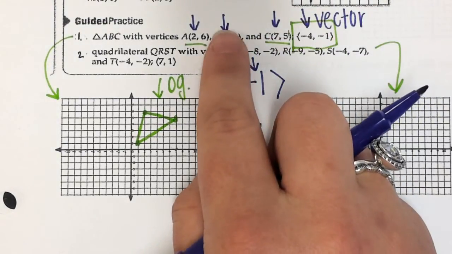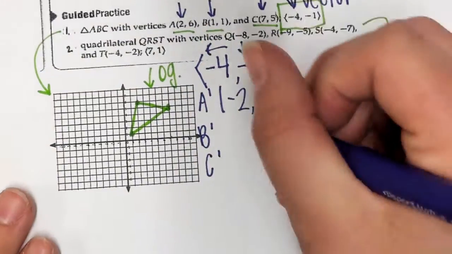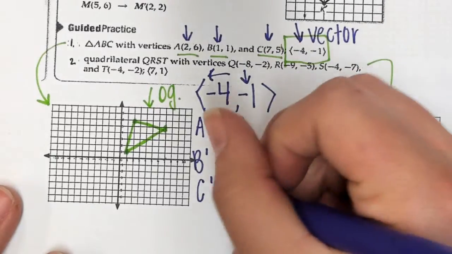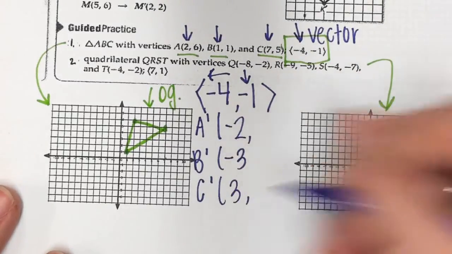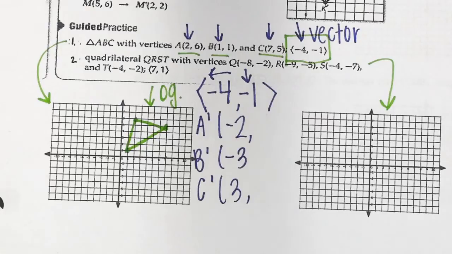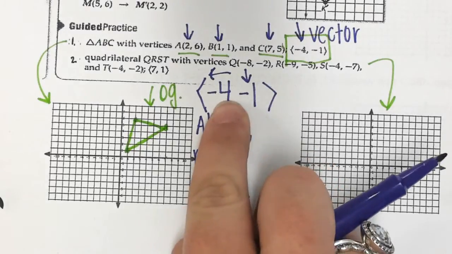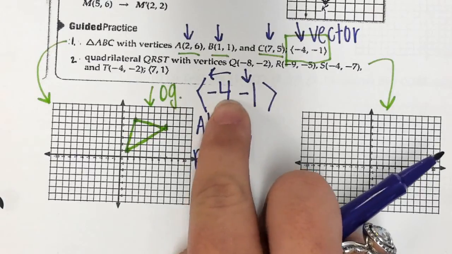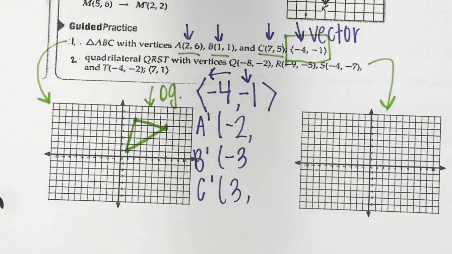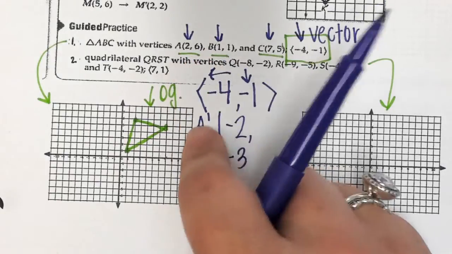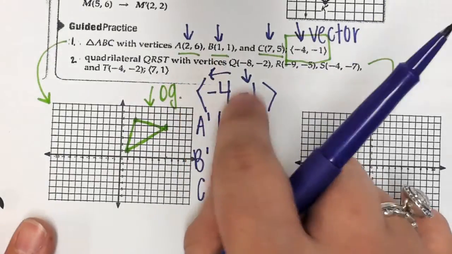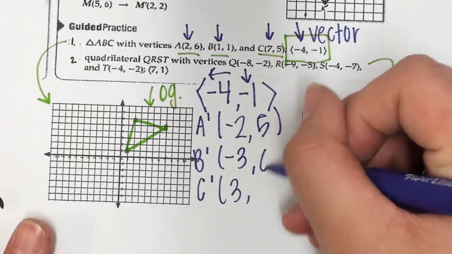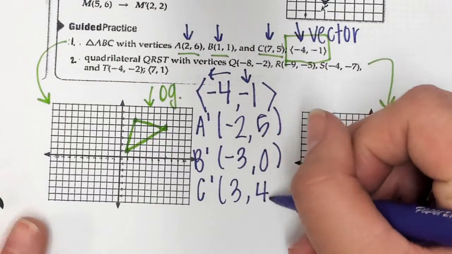Let's keep going just with the X's. 1 minus 4. 7 minus 4. Now, if this was plus 4, guess what we would do? Add 4. Or if it didn't tell you plus, it's just positive 4, that means you add. So in your Y's, subtract 1. 6 minus 1. 1 minus 1. 5 minus 1.